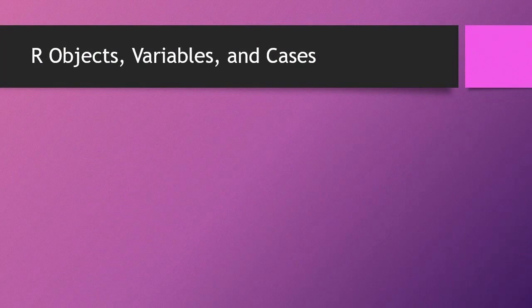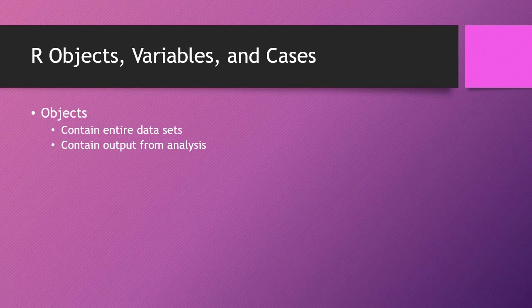In this video, I would like to show you how to read data into R and introduce you to three primary data structures. These structures are objects, variables, and cases. Let's start with objects. Objects contain entire data sets. An object is like a worksheet in Excel. As with the worksheet, you can think of an object as having rows and columns with a single data element at the intersection of the row and column.